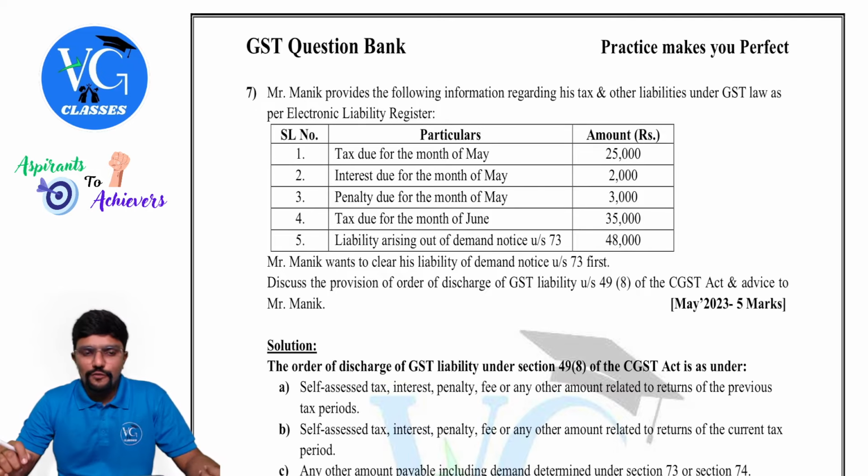Let me go forward. 7th question, guys. Mr. Manik provides the following information regarding his tax and other liabilities under GST law as per electronic liability register. First point, tax due for the month of May 25,000, interest due for the month of May 2, penalty due for the month of May 3,000, tax due for the month of June 35,000, liability arising out of demand notice under section 73 48,000.